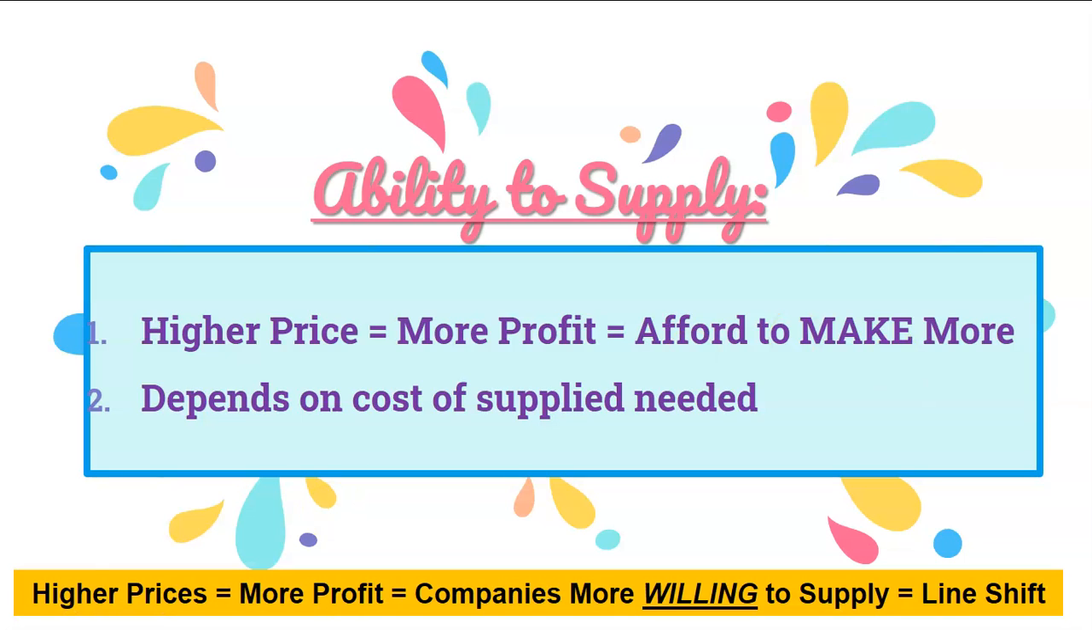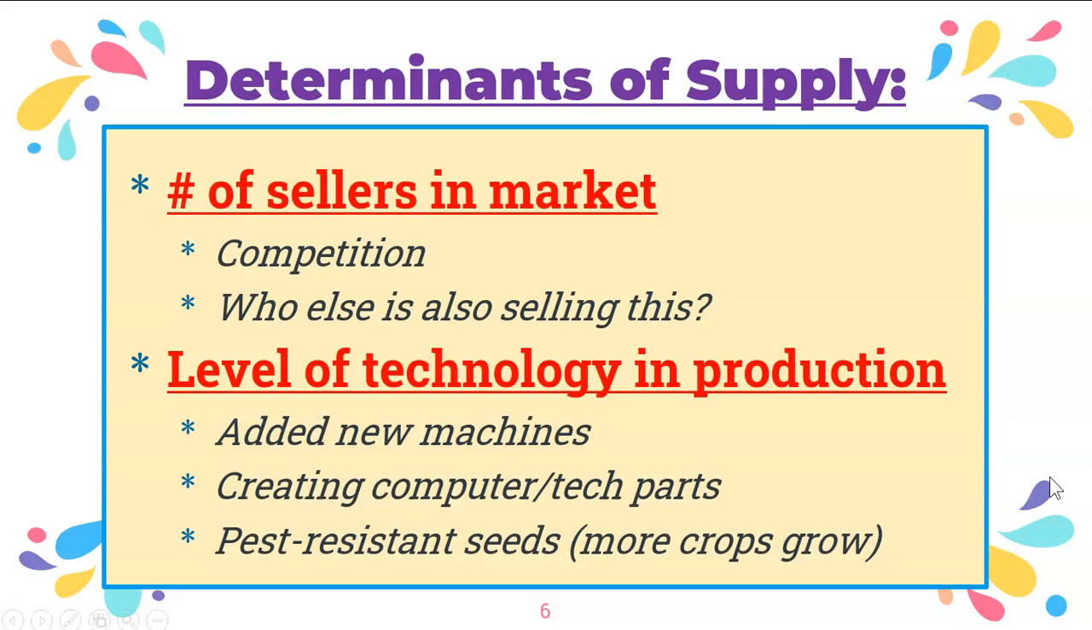Higher prices means more profit, more money for companies. So the companies are more willing to supply and you get that line shift. If they have more profit and they're willing and able, then you'll have that line shift. All right, determinants of supply. So these are super important because, again, we're trying to determine what's a shift in supply and what is a shift in quantity supplied. The first one is number of sellers in the market right here.